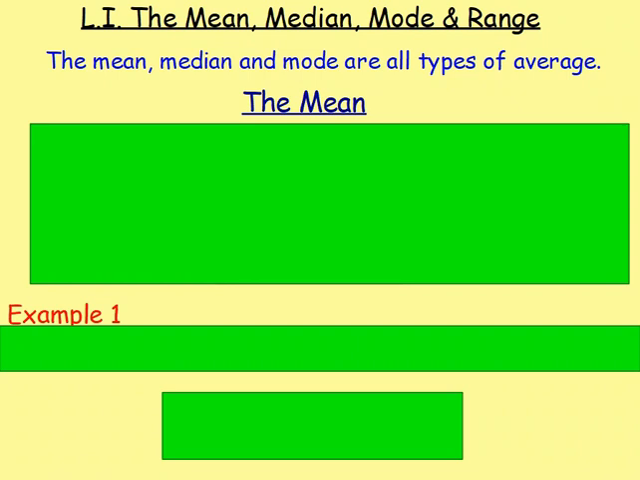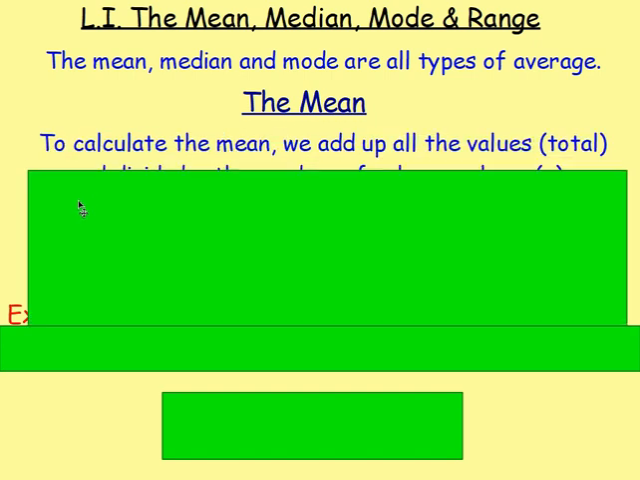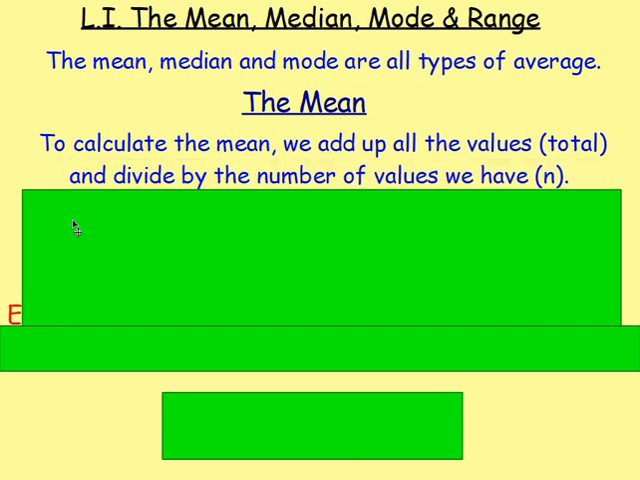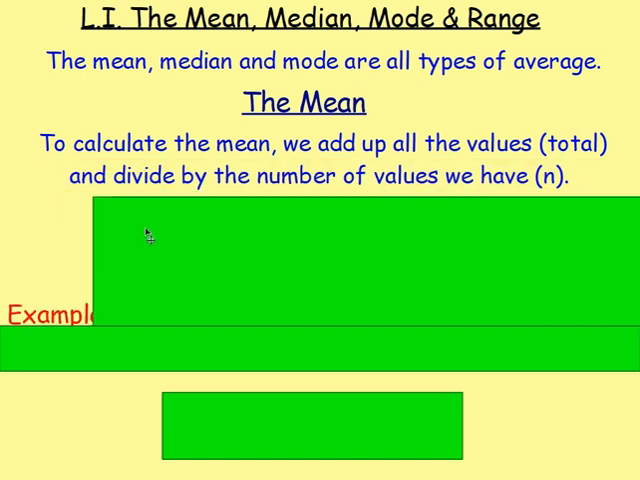So the first thing to remember is the mean, the median and the mode. Something that we already know is that they are all types of average! Perfect. The mean, the median, the mode are all averages. The mean, how do you work out the mean? Brilliant. In order to work out the mean, you add all your values together and then divide by how many values you have.